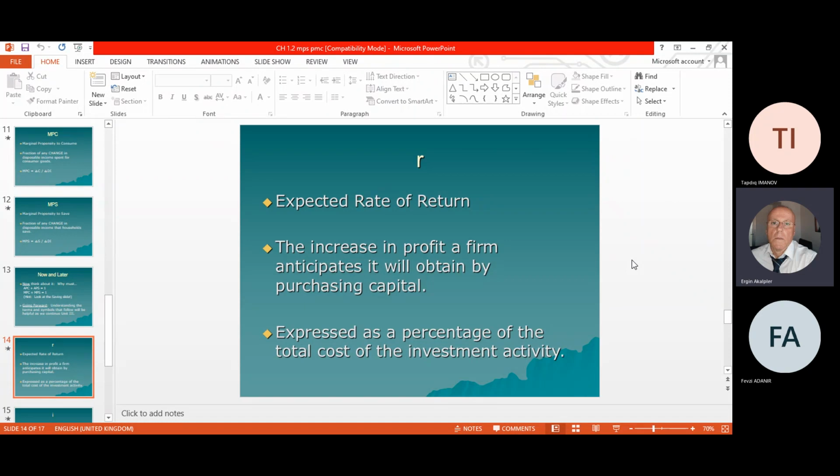The expected rate of return is the amount of capital that you are putting into any investment. During this period of time, what will be the profit? What will be the expected outcome? It is the increase in profit a firm anticipates it will obtain by purchasing capital, expressed as a percentage of the total cost of the investment activity. Something else. Let me remove this, please.